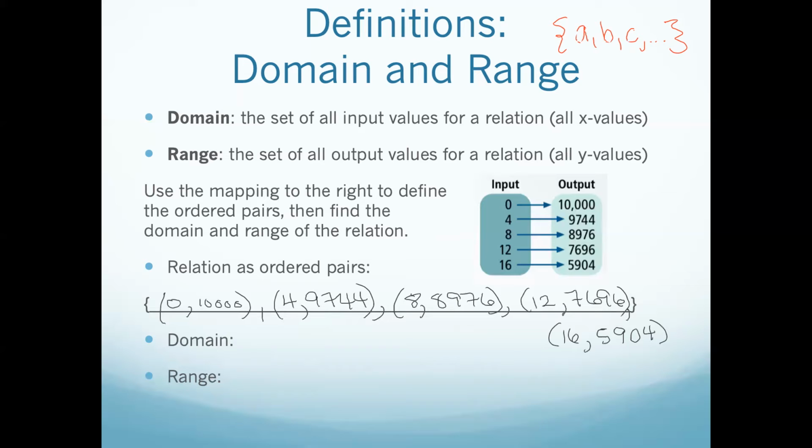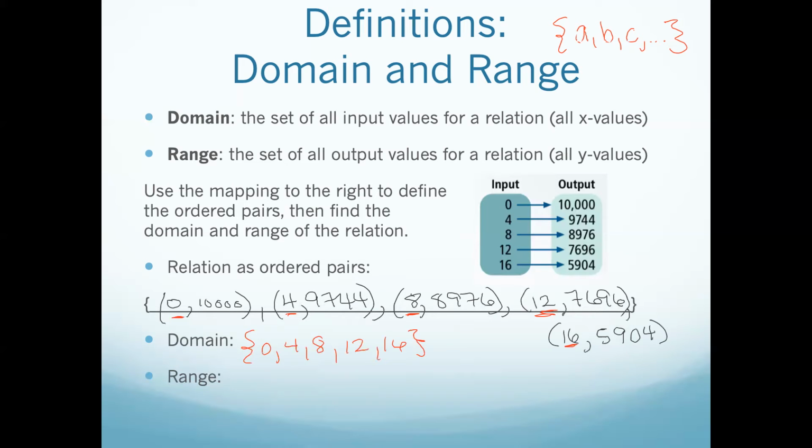For the domain, I'm taking only the x values. So I'm underlining them here. The x values or the input values go into my domain. That's 0, 4, 8, 12, and 16. I make sure none of those are repeating, and that's my final domain.